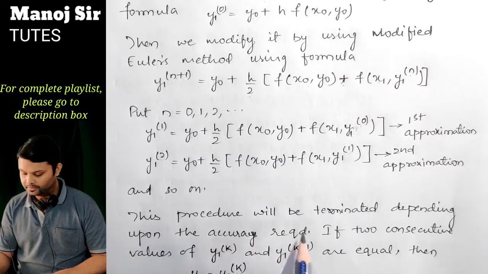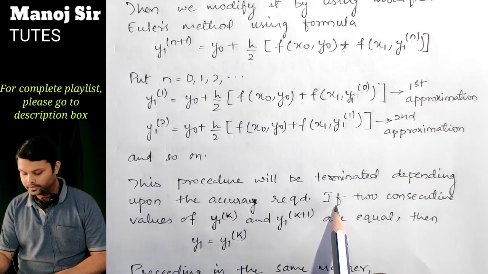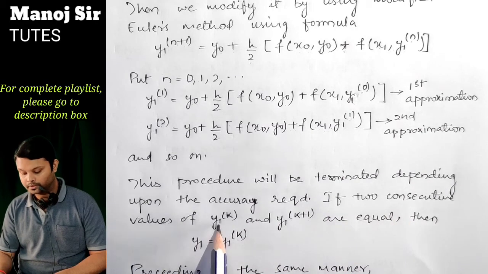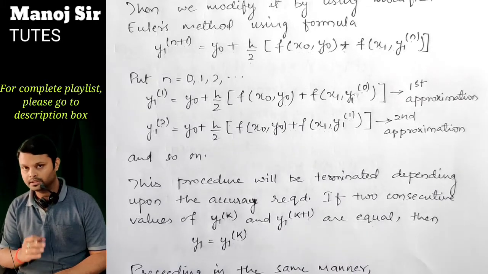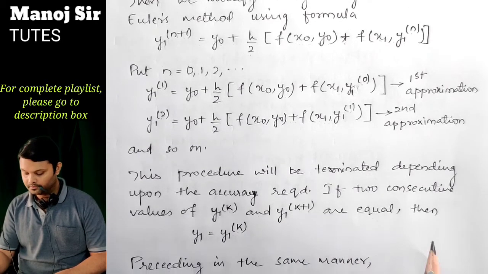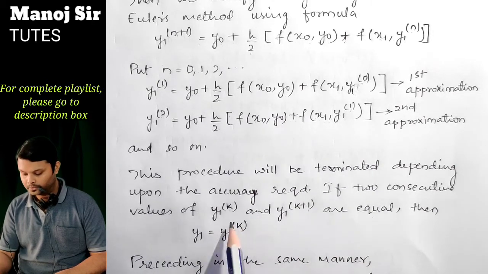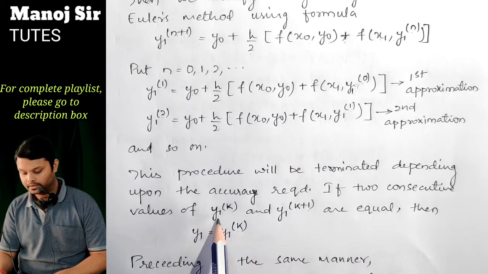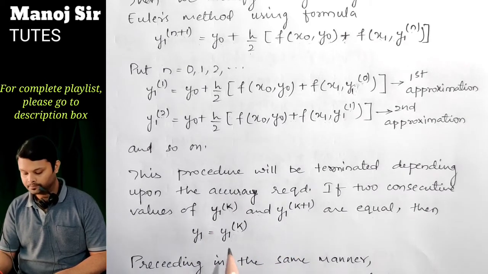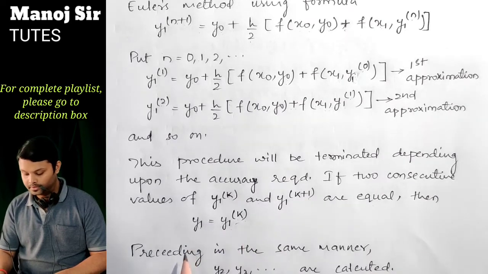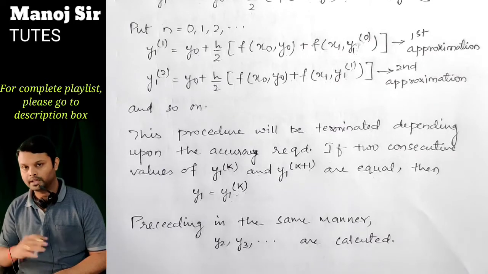This procedure will be terminated depending upon the accuracy required. When two consecutive values of y1k and y1k plus 1 are equal, or you can say both are matching, then we can say that y1 equals y1k. Proceeding in the same way, you can calculate y2, y3, y4 and so on.